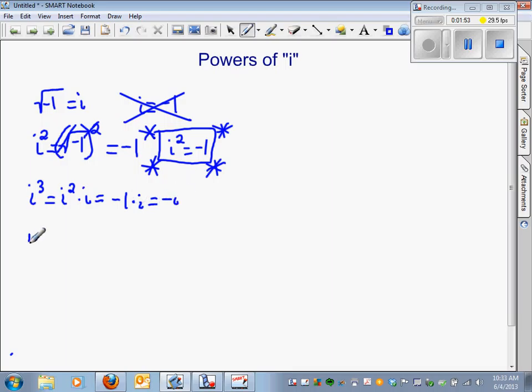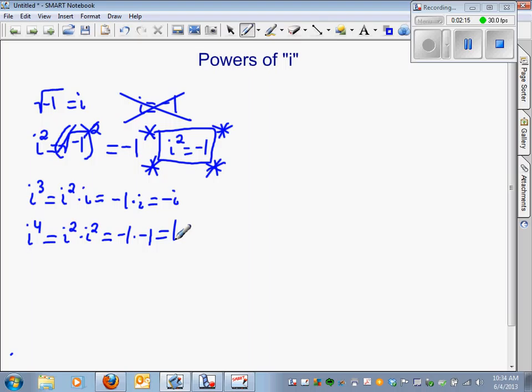I to the fourth, we can figure out very similarly. I to the fourth would be equal to I squared times I squared. We know that I squared is -1. The second I squared is also -1. And -1 times -1 is +1. So I to the fourth is equal to +1.